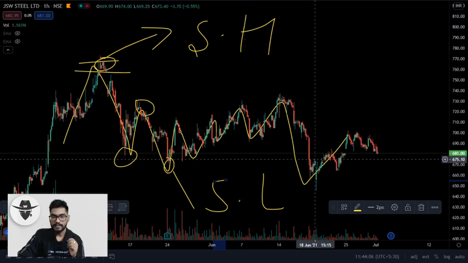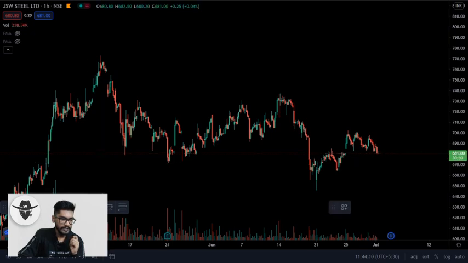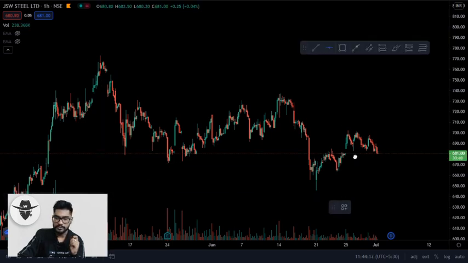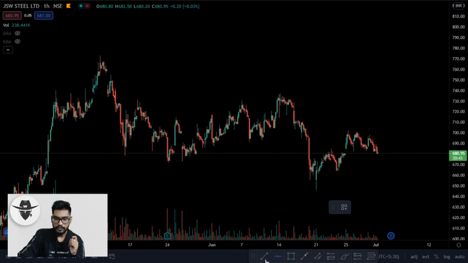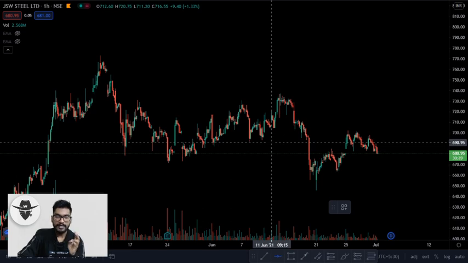Now for that, let's clear this out. Now how do you draw them? First of all, let's get the drawing tool. If you are not able to see my tool, I'll just bring it here. You get your drawing tool and choose the horizontal line that you will get in every terminal that you use. Now you have to find at least two swing highs to draw a resistance zone and two swing lows to draw a support zone. Now what do they mean? How do they react? We'll come down to that.